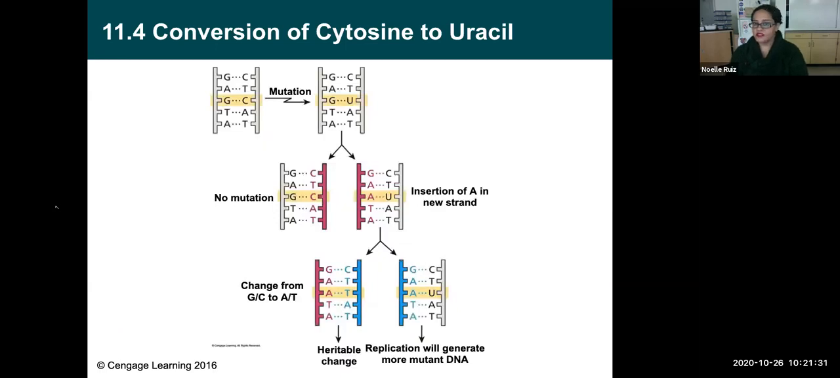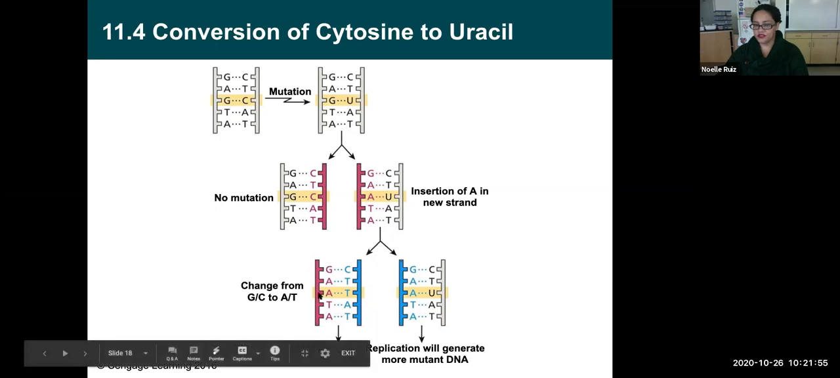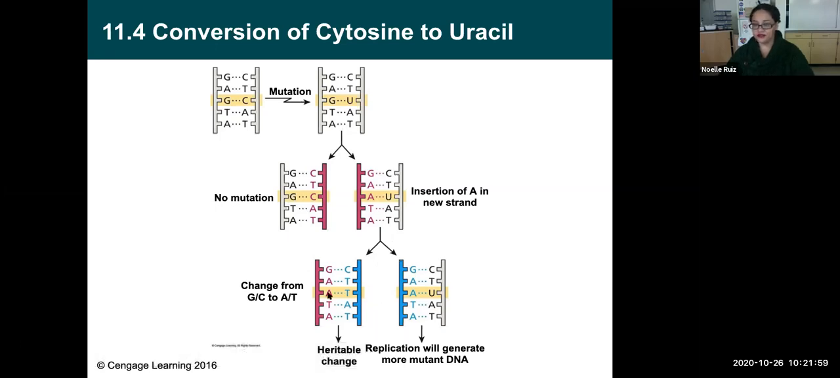So this is just the example. You have the GC on the left on the original, which gets mutated into GU. And then after replication, the molecule on the left is normal, but the molecule on the right now has an A in the new strand because there's a U in the mutated strand. And then after another round of replication, that AT is there. That should still be a GC.